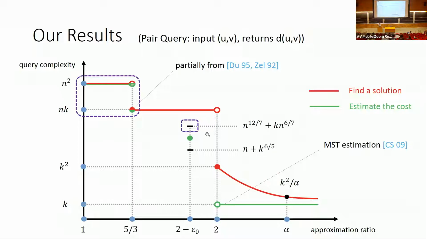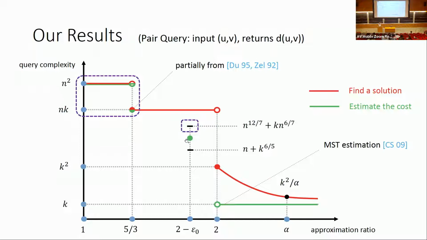Except for the phase transition happening at 5/3, another very interesting regime, which I consider the most interesting part, is better than 2 approximation, so 2 minus epsilon approximation. If we want to beat the MST estimation, then how well can we do? In this case, this is the only unclear part of the picture.